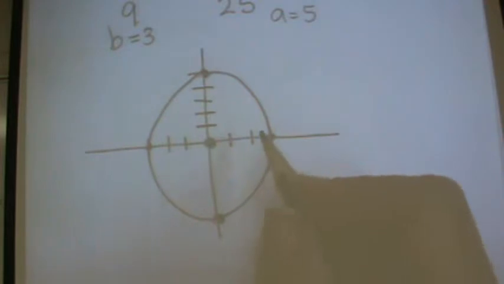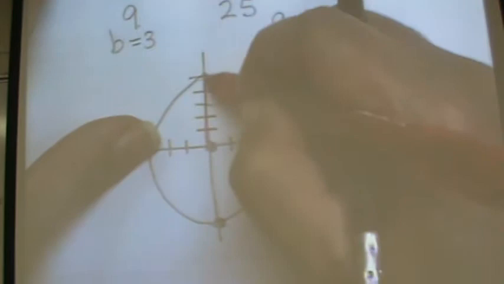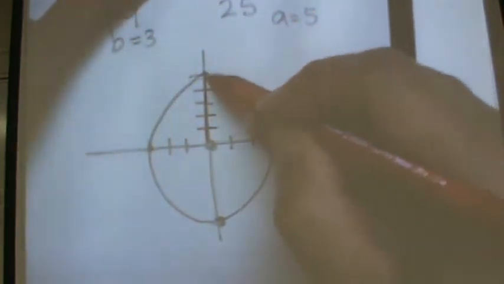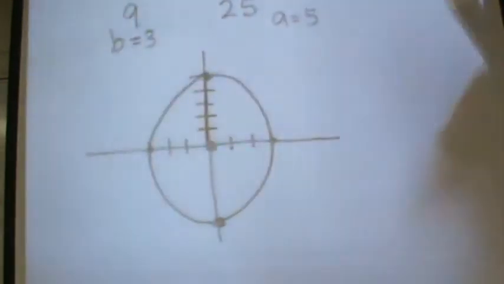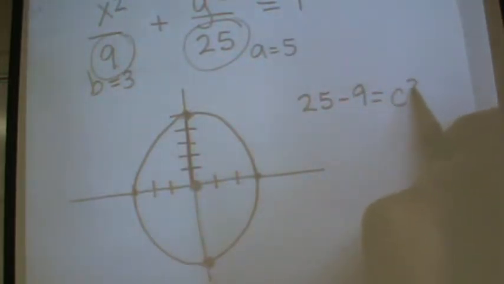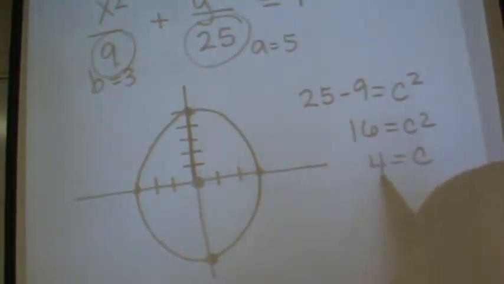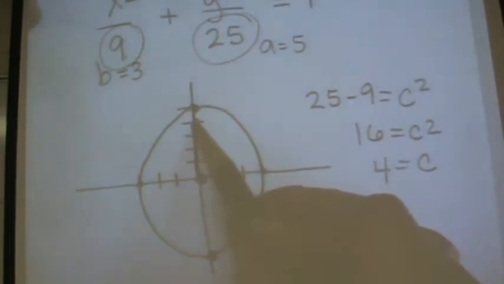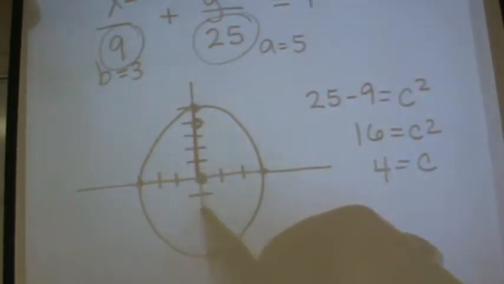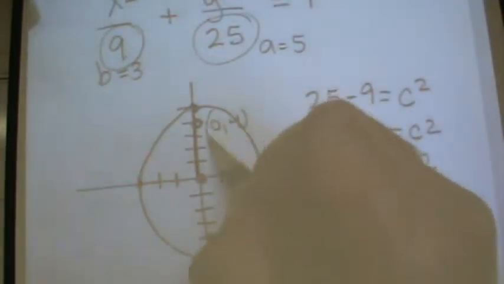Now they want to know, where are the fixed points? The fixed points always lie on the major axis. It's C units. So from here to here is A. C is how many units? What you do, that's your A squared value, that's your B squared value. You take these two numbers and subtract them, and you get C squared. What's 25 minus 9? And square root it. So where are the fixed points that define this? At 0, 4 and 0, -4.